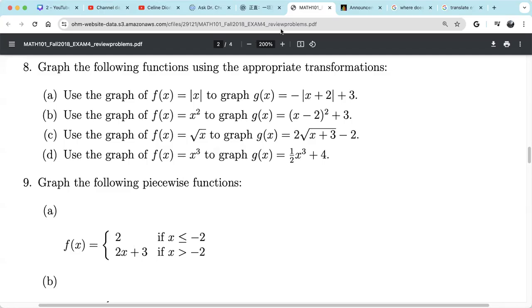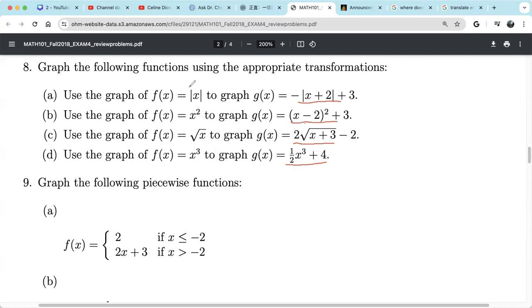Question number 8, graph these 4 types of functions. So the first one is absolute value function. The second one is a quadratic function. Third one is square root function. And D is a cubic root function. So B and D are polynomial functions, right?